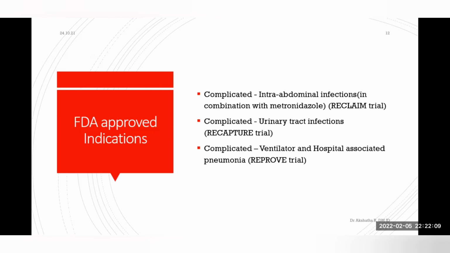When you look at the FDA approved indications, it has been approved for complicated intra-abdominal infection in combination with metronidazole. Why are you adding metronidazole? Let's talk about it in the next slide. This is according to the RECLAIM trial. Complicated urinary tract infection as per the RECAPTURE trial, and complicated ventilator and hospital associated pneumonia as per the REPROVE trial.